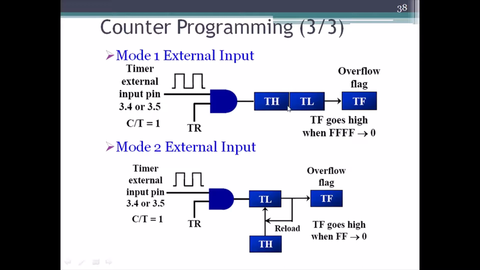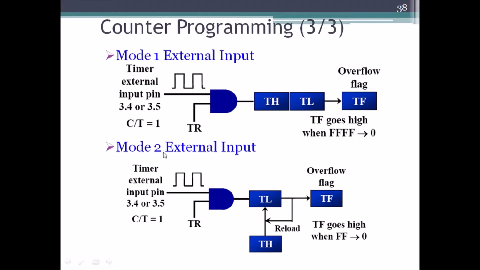And then the register is a 16-bit register because TH and TL are both 8 bits. It will increase from 0000 to FFFF, and after that if it overflows, that is, more than 65,535 counts, then it will roll over to 0000.